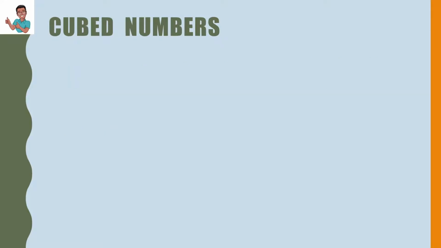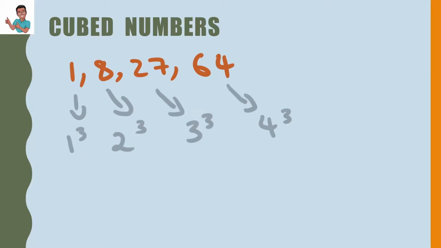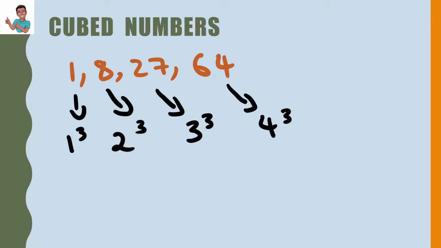Let's have a look at cube numbers. It is also recommended that you learn these as well. Here I have a few. It's like saying 1 to the power of 3 is 1, 2 to the power of 3 is 8, and so on. Remember that when we have 1 to the power of a number, it is always going to be 1.